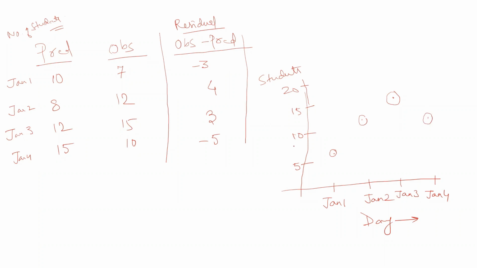And say, for example, I draw a line which passes through these points. So this is my predicted, and these points are my observed points. The difference between this and this is my residual. So here we have calculated the residual is -3. Here the residual is 4, here it is 3, and here it is -5. So these are my residuals. You understand the graph now?